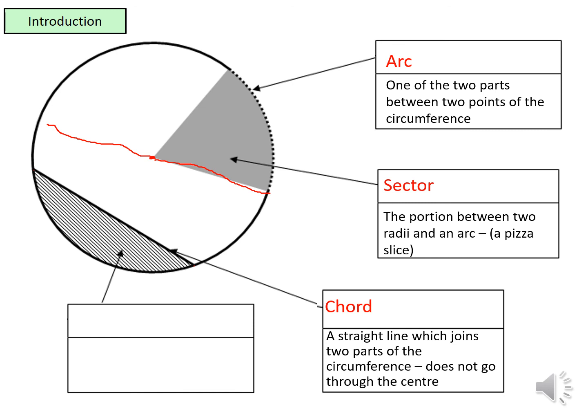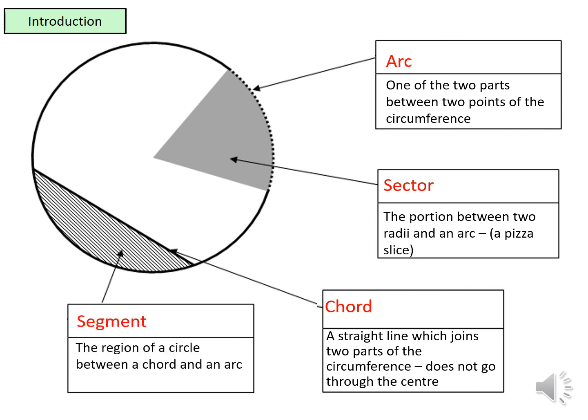Okay, and the last one is the segment. It's the region of a circle between a chord and an arc. So you got your arc, which would have been here, and your chord, which is already named. So this region here is my segment.